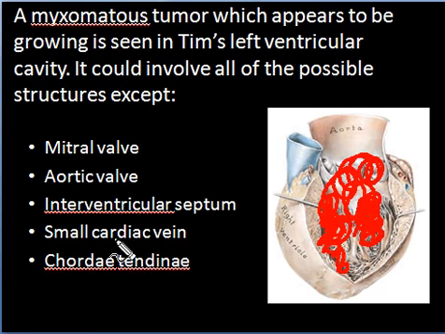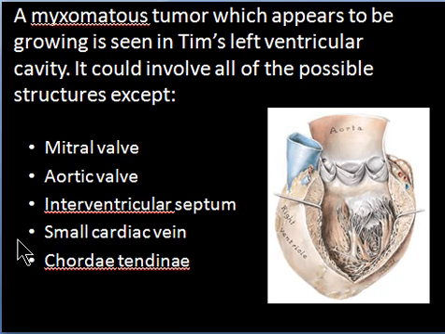Small cardiac vein. Now the small cardiac vein is a vein on the external surface of the heart and on the right side. So it lies along the right border of the heart. So I should really be drawing this in blue. So this is one structure where this tumor which is lying inside the cavity will not involve. So it won't involve the small cardiac vein.